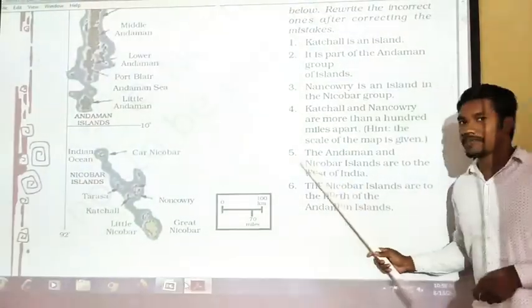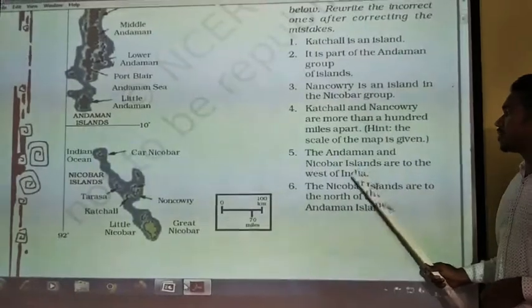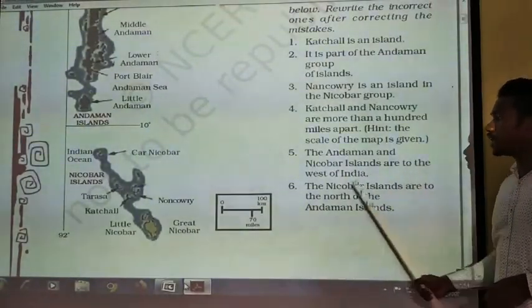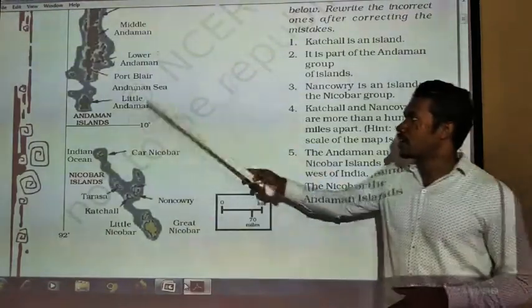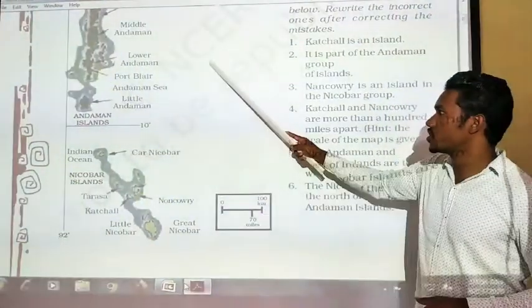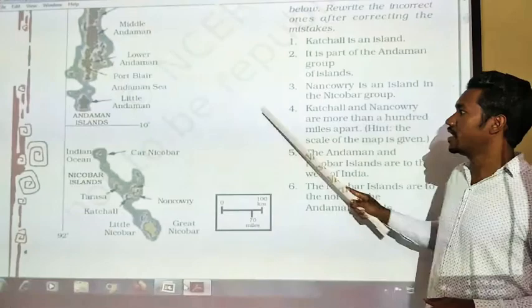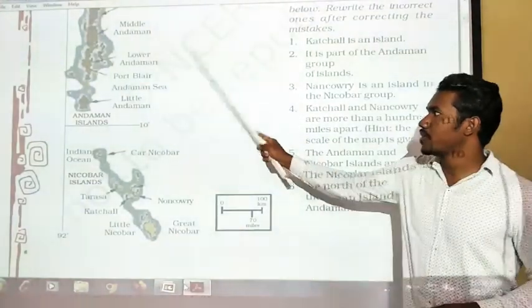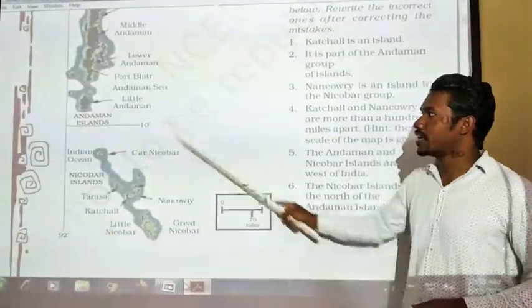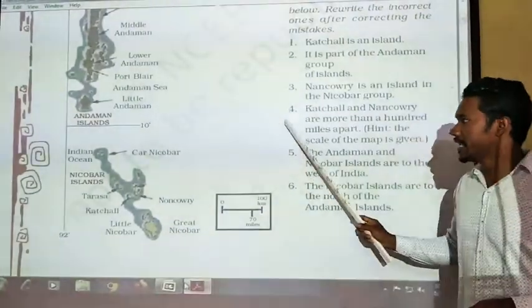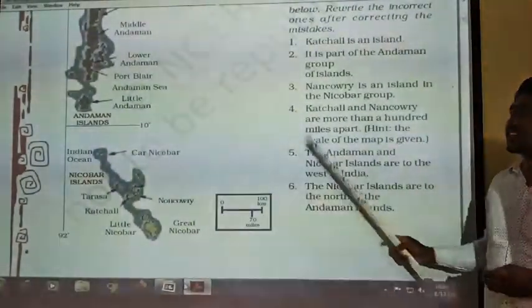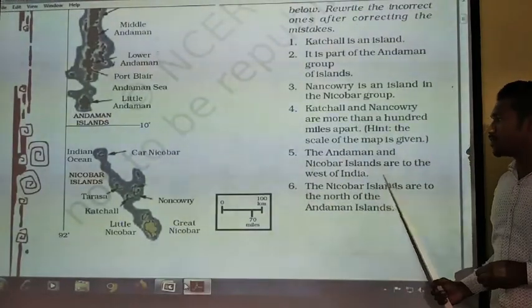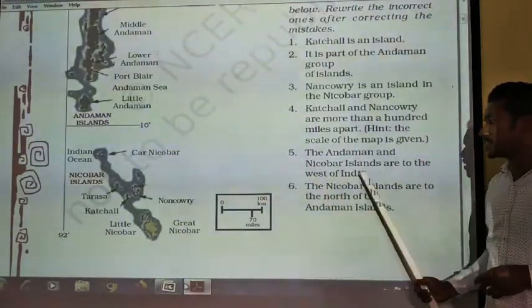Then number 5, the Andaman and Nicobar Islands are to the west of India. For example, here is our country, this is India, and here is Andaman and Nicobar. So if you divide here, this is north and south, and west and east. Which side is it on? It is in the east of India. So here, after west, we have to write east.